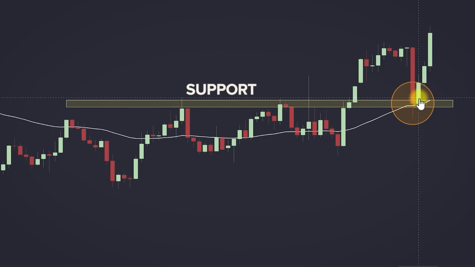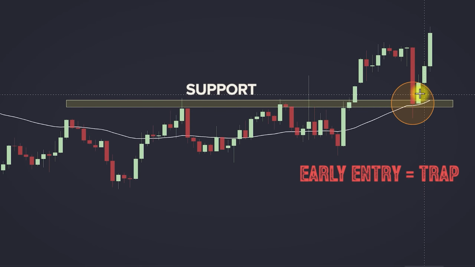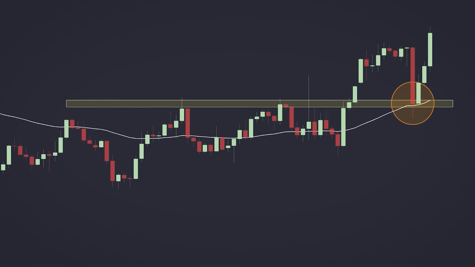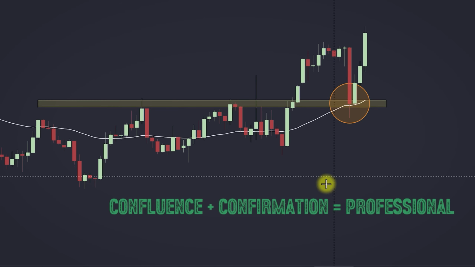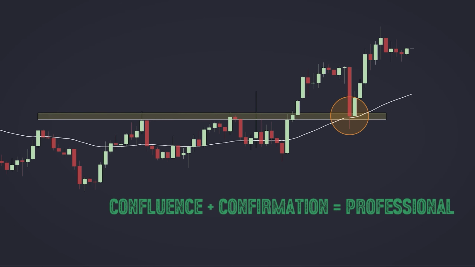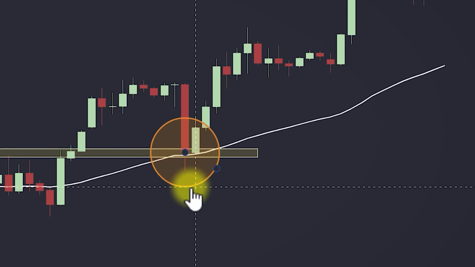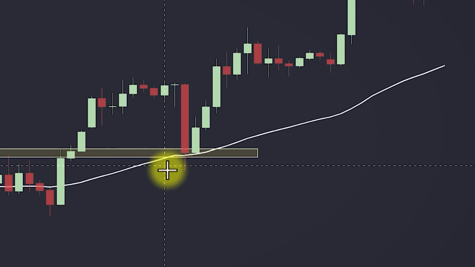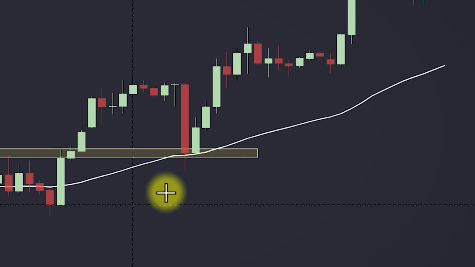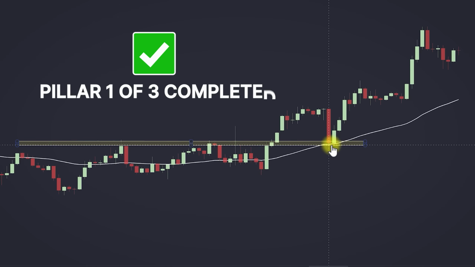This is confluence, and it's where you start paying attention. But here's the key. This confluence doesn't mean you trade yet. That's amateur hour. Professionals use confluence to narrow down where they want to trade. Then they wait for confirmation. This is the difference between hoping and knowing. You're not hoping the level holds. You're waiting for the market to show you that it's going to hold. That's one of the 3 key pillars of this entire system, and we're just getting started.